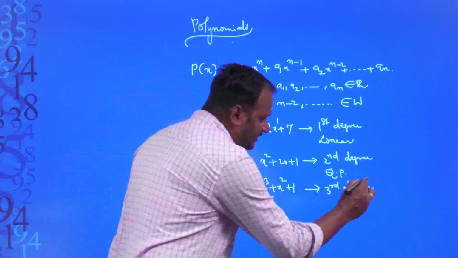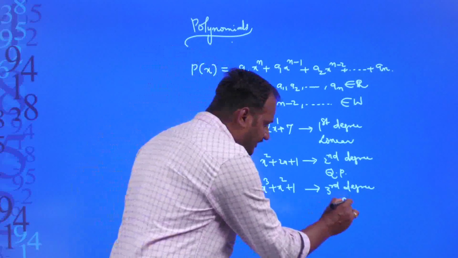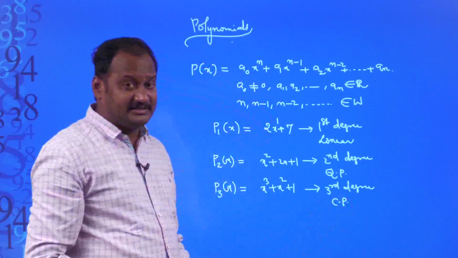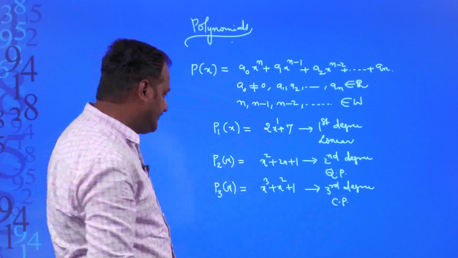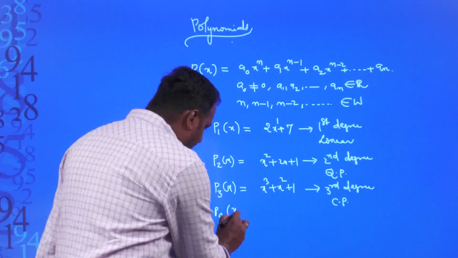Is there any other name for third degree polynomial? Yes, that is cubic polynomial. That polynomial is called cubic polynomial. Like that, another polynomial P4 of y, for example.